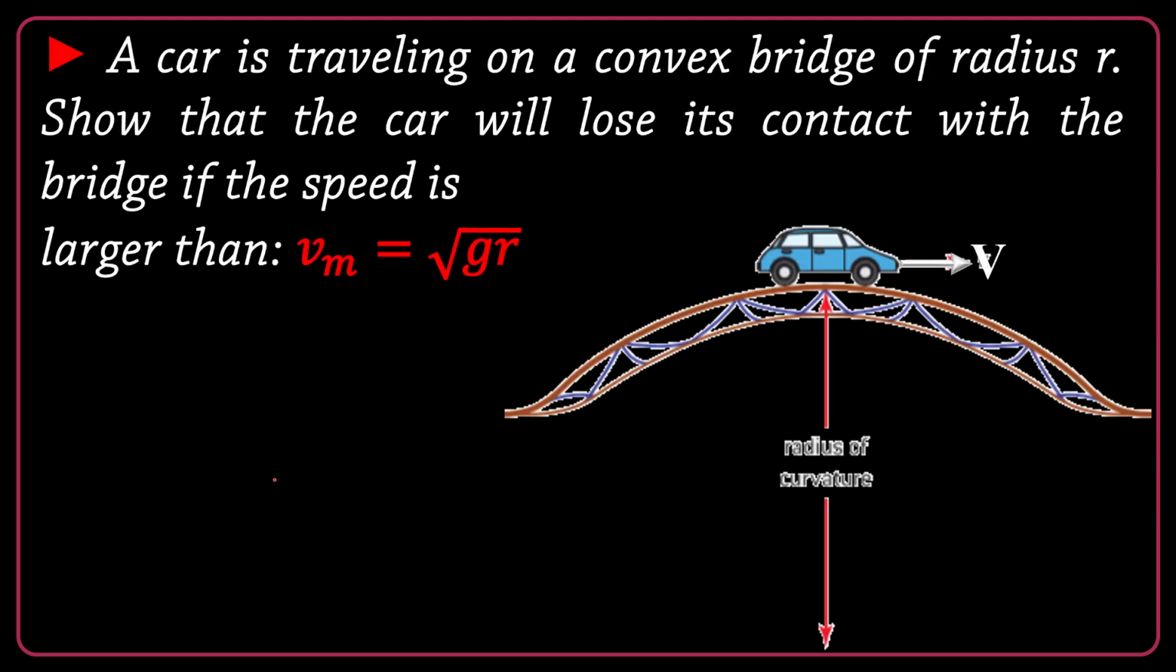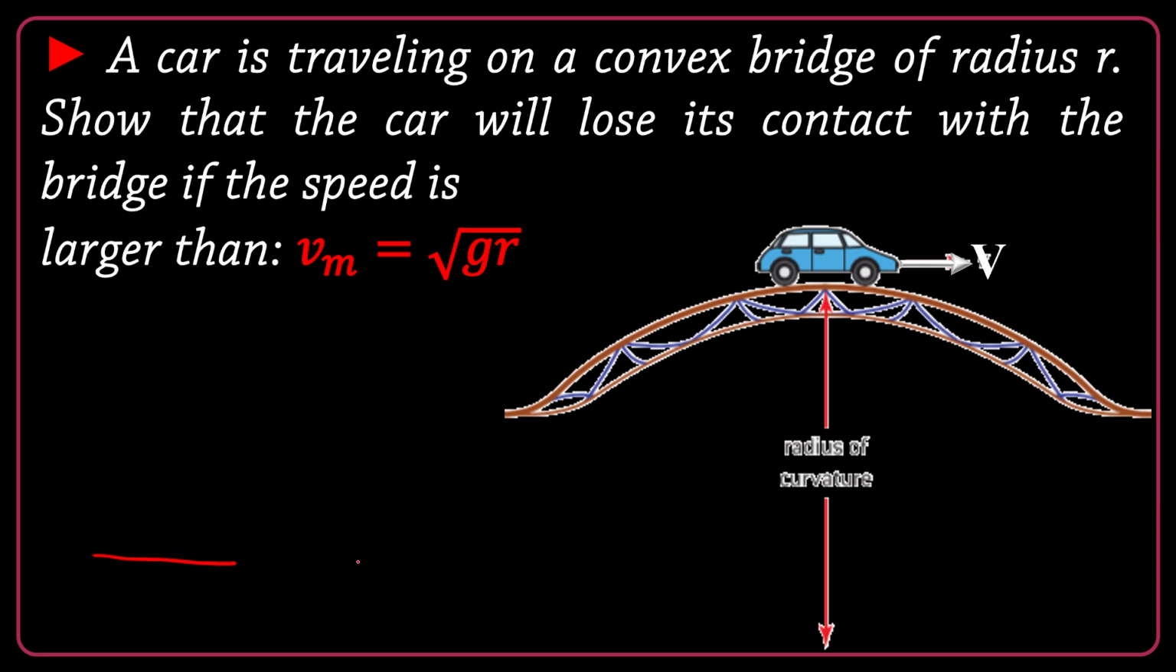Look at this problem. It's just a numerical one. A car is traveling on a convex bridge of radius r. Show that the car will lose its contact with the bridge if the speed is larger than the square root of gr. Think about it. What do they mean when they say the car will lose its contact? Losing contact means there is no normal force.